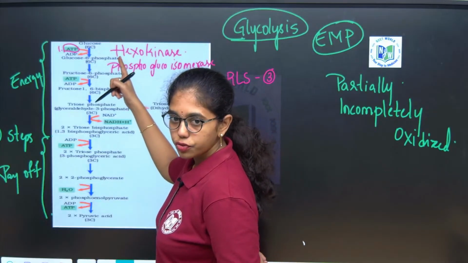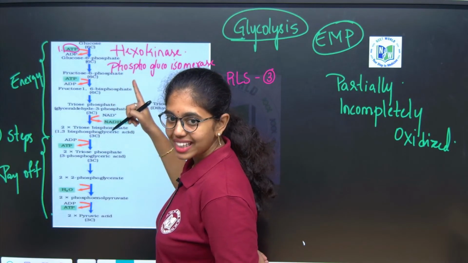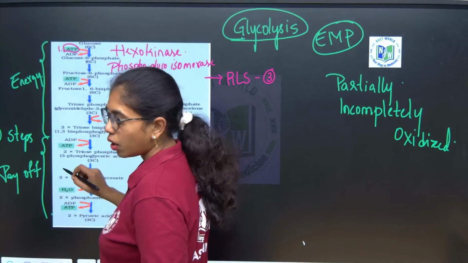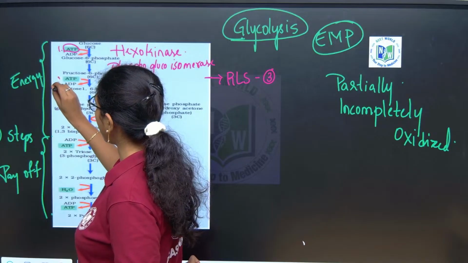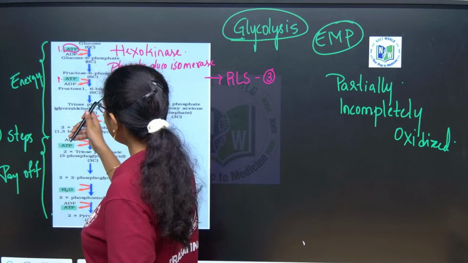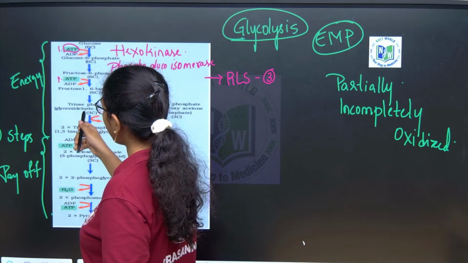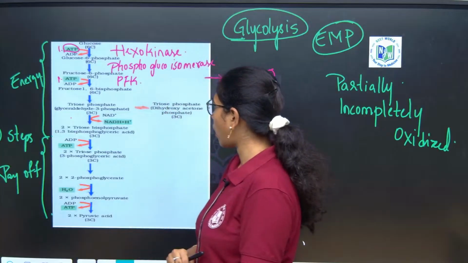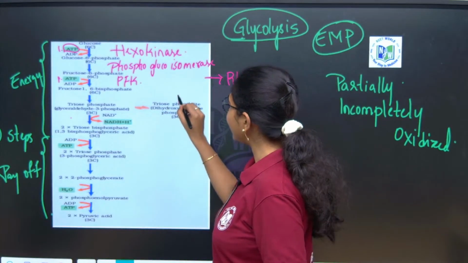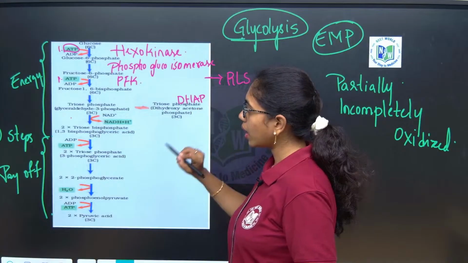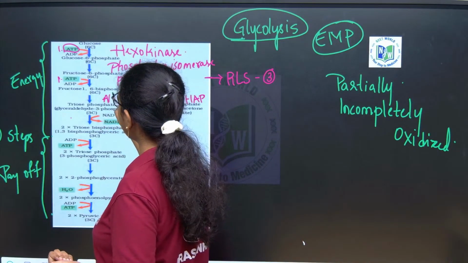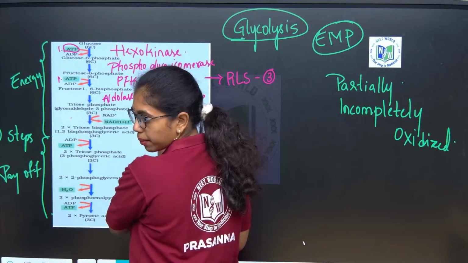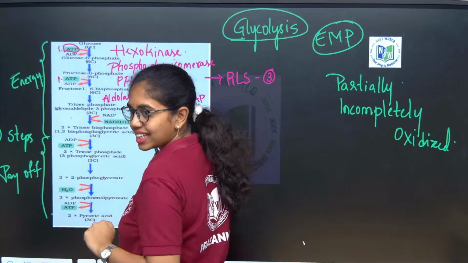From fructose 6 phosphate to fructose 1,6 bisphosphate by the enzyme phosphofructokinase. Okay, again here one more ATP is utilized. Clear? Fourth step is fructose 1,6 bisphosphate, it splits to glyceraldehyde 3 phosphate and dihydroxyacetone phosphate, which is DHAP. This is mediated by the enzyme aldolase. And here you will get 3 carbon and 3 carbon, till here it is 6 carbon, right.